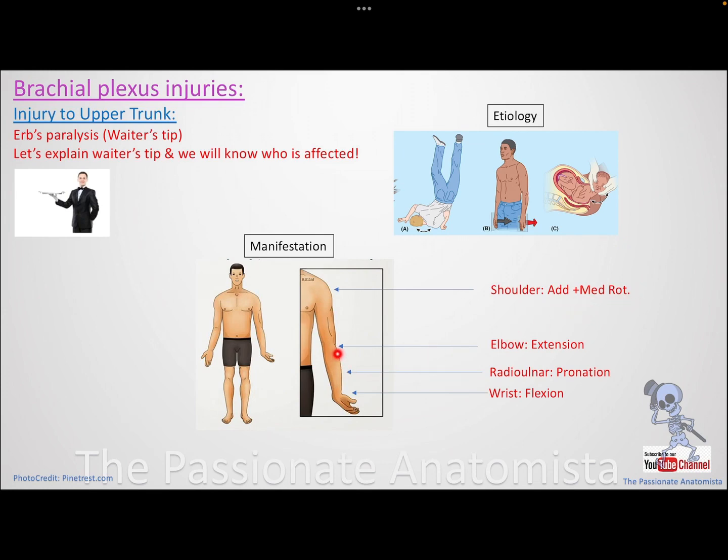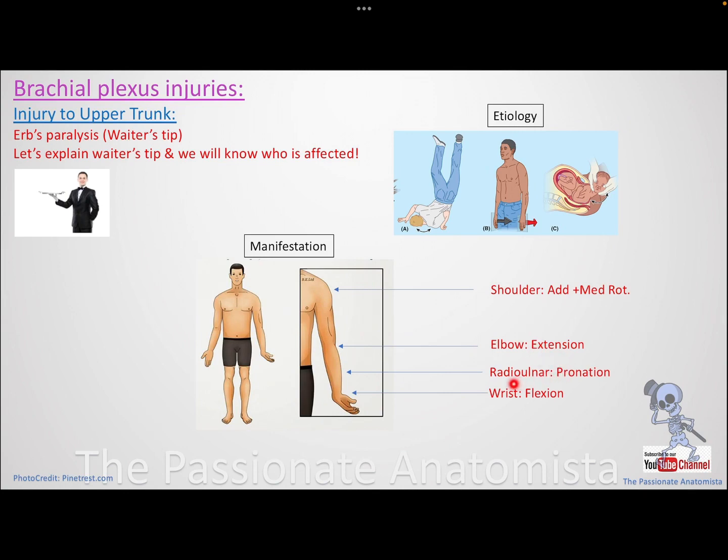Great. What happens to your elbow? I have an extended elbow. What does that mean? It's actually extended. Sorry about the waiter's tip, he's flexing his elbow here, but put your hand in that position and explain to me this. You have extension in the elbow. So what is your problem? Your elbow flexors are not working. Which are your elbow flexors? Your biceps muscle, brachialis, coracobrachialis. So these muscles are not working.